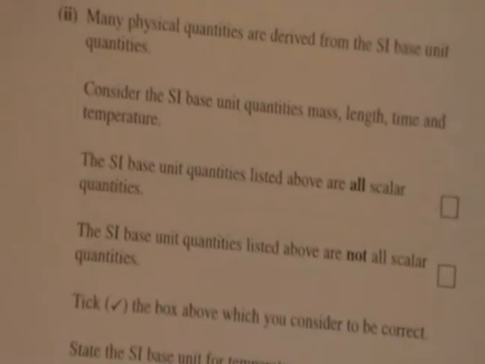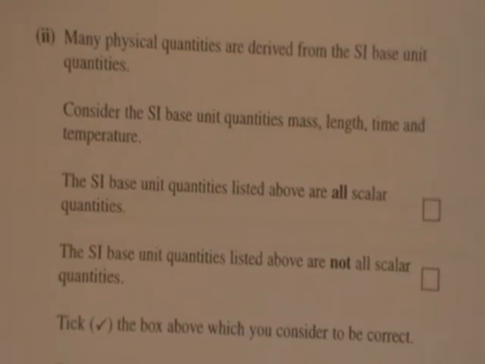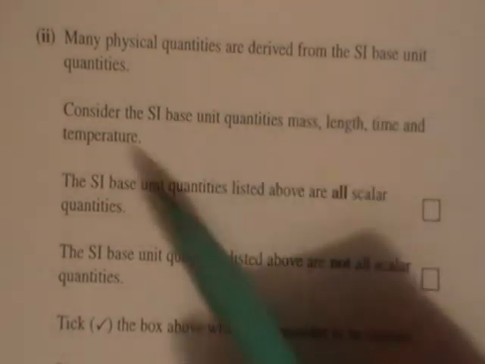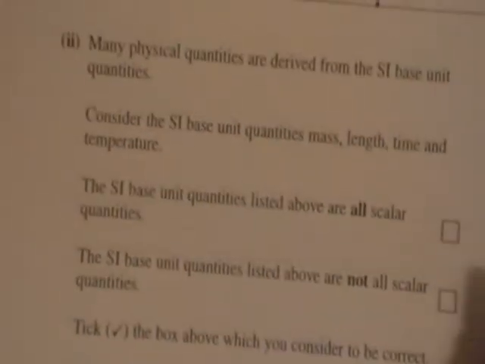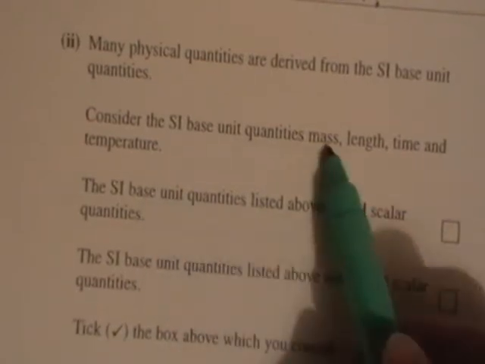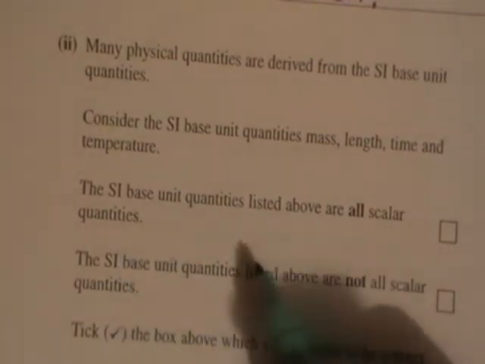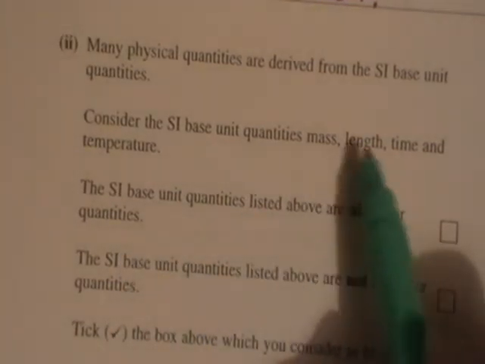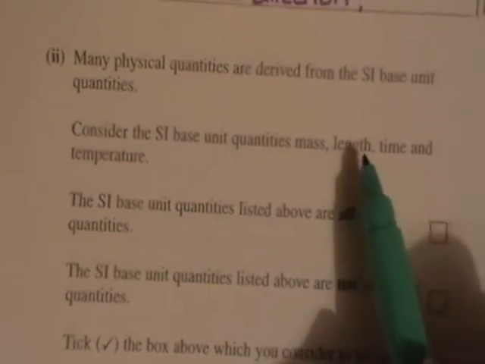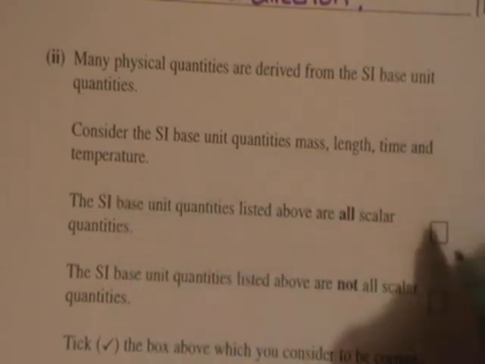Part 2. Many physical quantities are derived from the SI base unit quantities. Consider the SI base unit quantities mass, length, time and temperature. And the question asks you to tick which box is correct. The suggestions are that the SI base units listed above, mass, length, time and temperature, are all scalar quantities, or that they are not all scalars. Well, mass is definitely, length is, it's not displacement, so length is. Time certainly has no negative, you can't get a negative time, and temperature is the same, so they're all scalar.